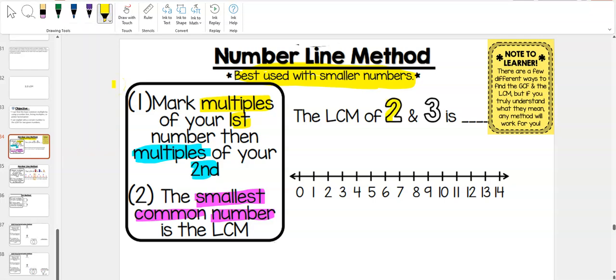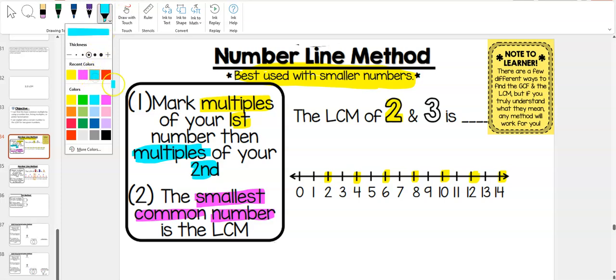So we're going to do the first one in yellow. So 2 is going to be our first number. And I'm basically just skip counting by 2, okay? When we skip count, we don't start with 0. We start with 2, right? We don't go 0, 2. We just start with 2. So we're going to go 2, 4, 6, 8, 10, 12, 14.